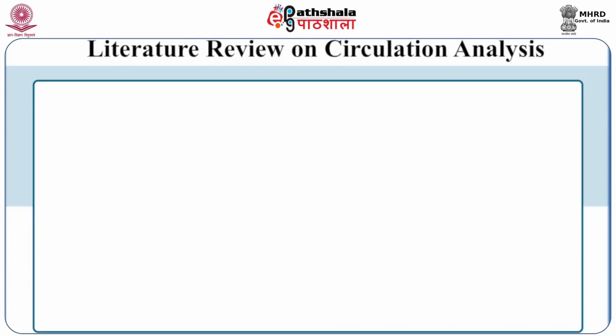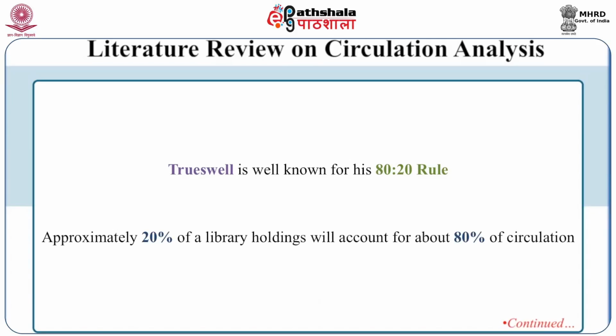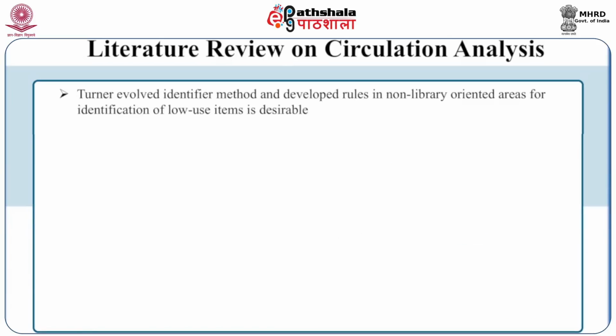In this slide, we have made a study of some important papers on circulation data analysis. Let's look at each of these. The first is Trueswell's 80:20 rule, which says that approximately 20% of a library's holdings will account for about 80% of circulation. The second important paper is by Turner. He evolved the identifier method and developed rules in non-library oriented areas for identification of low use items, which is desirable.